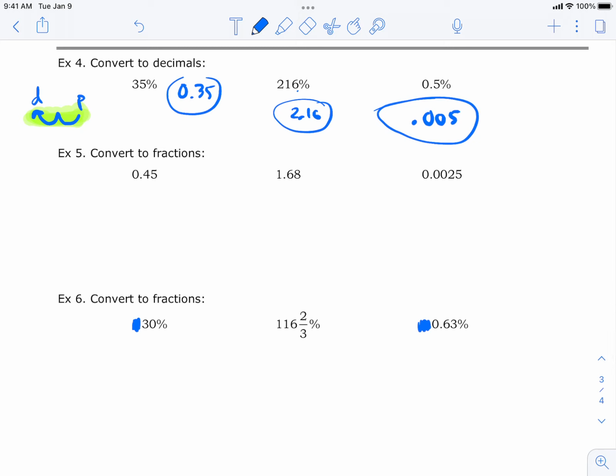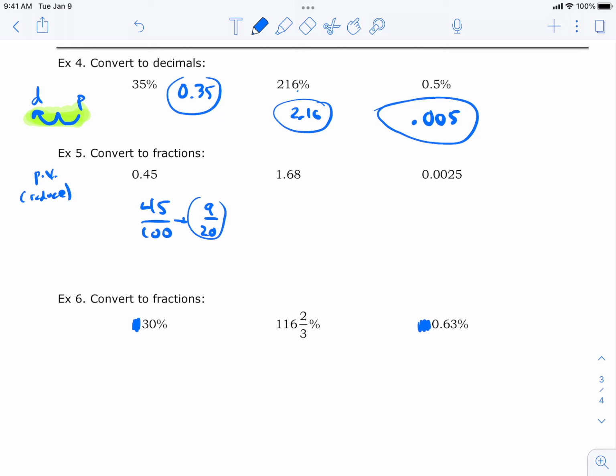Convert to fractions. Well, looking at our list up here, to convert a decimal to a fraction is a place value kind of deal. Place value, and then you reduce after that. So we got tenths, we got hundredths. So we just take the 45 out of the decimal and put it into the over 100 thing. If you cancel 5s, you're going to get a 9 over 20.